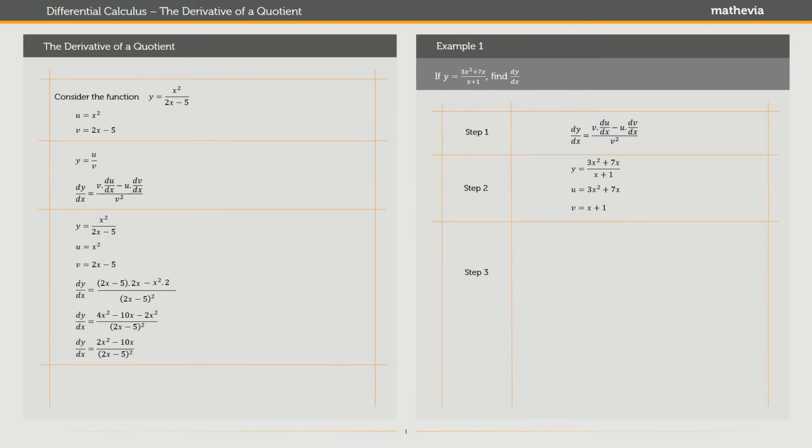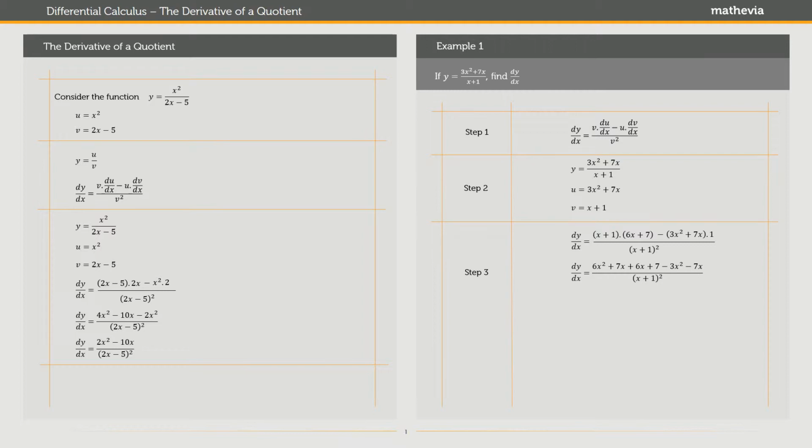Now let's go ahead and put all of that into our formula. So we have that dy/dx is, we take v, x plus 1, and we multiply that by the derivative of u. So if we differentiate u, we have 6x plus 7. So what we have is v du/dx as x plus 1 multiplying 6x plus 7. Now we have minus, and then we take u, we keep u constant, and we differentiate v. When we differentiate v, which is x plus 1, we have 1. And remember, all over v squared, x plus 1 squared.